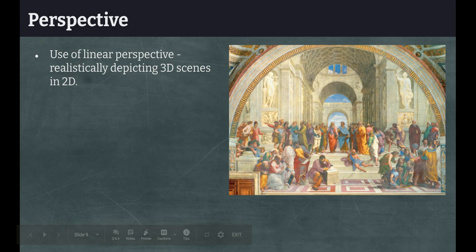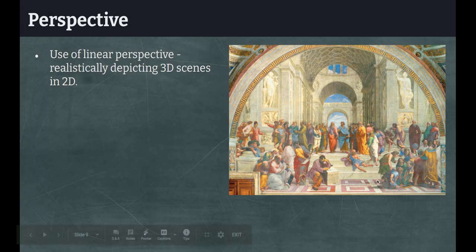All right, another key feature was perspective, or linear perspective. So this is something you might have actually learned in an art class. So linear perspective is a method for depicting 3D scenes in 2D. So making 2D images look three-dimensional.